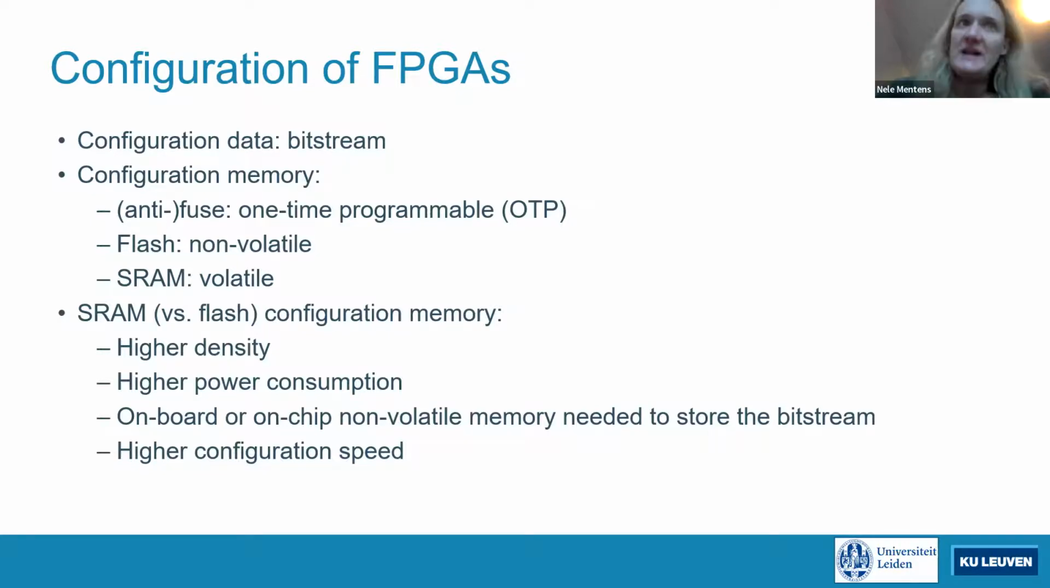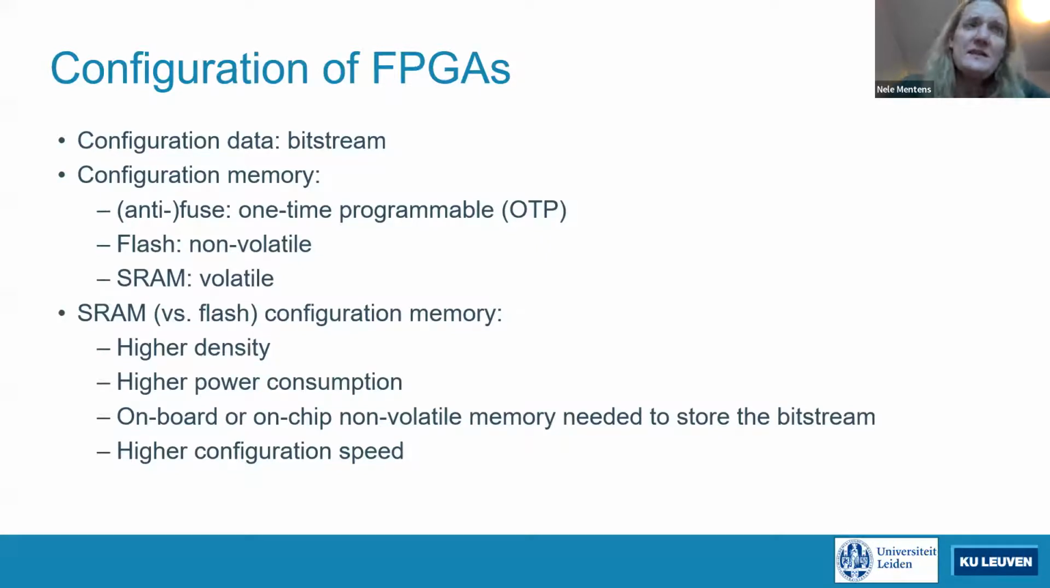When we want to configure an FPGA, what we generate is configuration data in the form of a bit stream. And then these bits are loaded into the configuration memory of the FPGA. And this configuration memory can be made in many technologies. There are one-time programmable configuration memories based on fuses or anti-fuses, non-volatile configuration memory based on flash technology, and volatile configuration memory based on SRAM technology. And actually the multitude of FPGAs on the market are SRAM based.